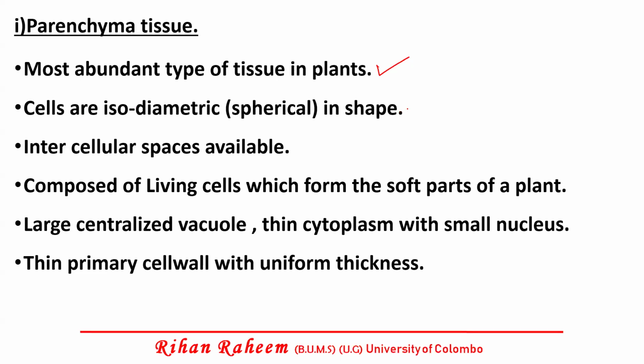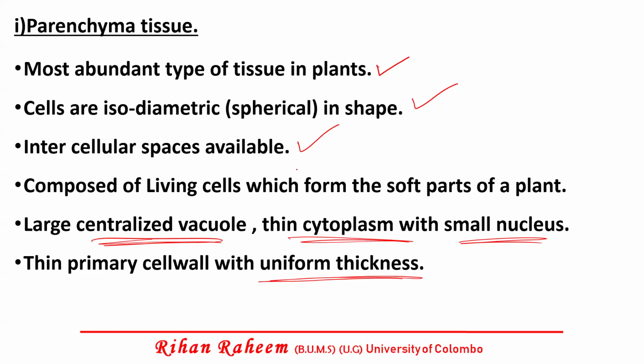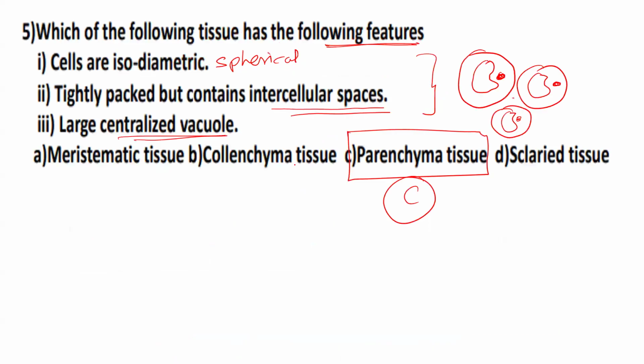Most abundant one. Cells are isodiametric, intercellular space available, composed of living cells which form the soft part of the plant, like the fleshy part of the fruit and all, very soft, no? Large centralized vacuole, thin cytoplasm with small nucleus, thin primary cell wall with uniform thickness. All these are features of parenchyma. According to that question, our answer is parenchyma.